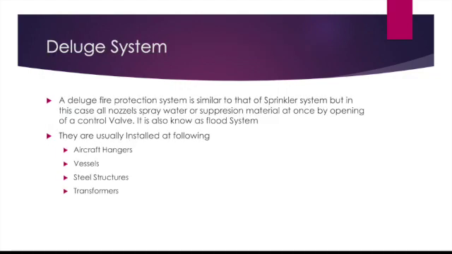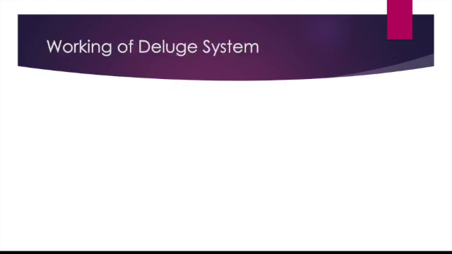Deluge system. A deluge fire protection system is similar to that of a sprinkler system, but in this case, all the nozzles spray water or suppression material at once by opening of a control valve or a deluge valve. It is also known as a flood system. They are usually installed at places like aircraft hangars, vessels, steel structures, and transformers.